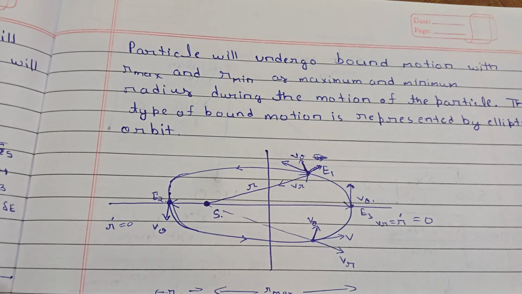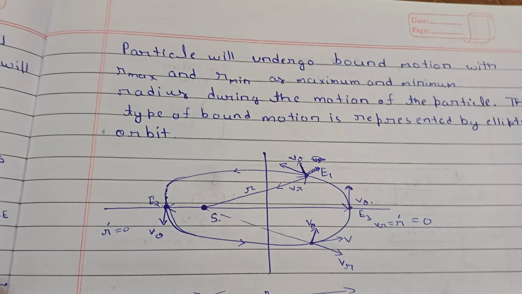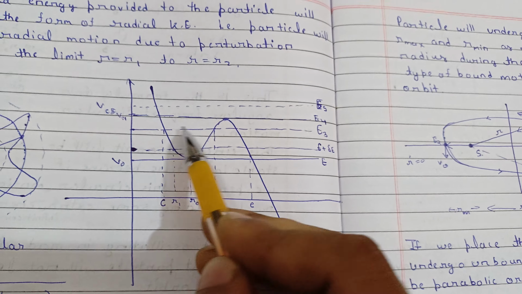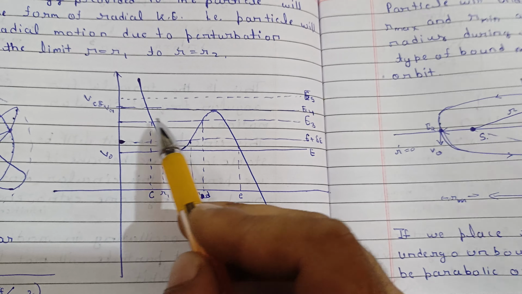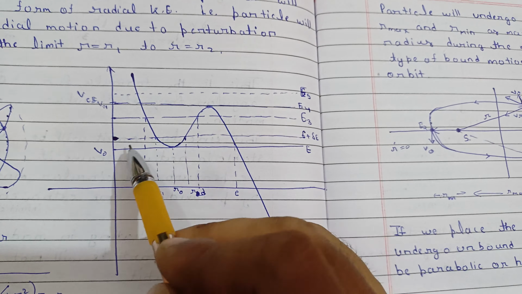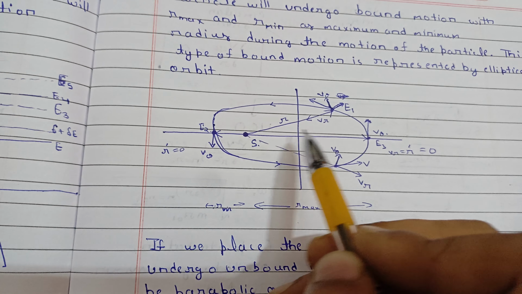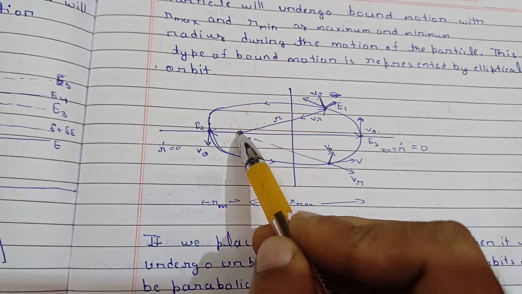So let's see. The particle will undergo bound motion with r max and r min as the maximum and minimum radius during the motion of the particle. This type of bound motion is represented by an elliptical orbit. So from here we can see when the particle is here, it will be a minimum distance turning point, and here it will be a maximum distance turning point. So when you have different distances, minimum and maximum, for the turning points, you will have this elliptical type of orbit. How? Because here you have 2 foci, and at each you will have the minimum distance and the maximum distance, and at both these points V r is 0. Because this is perpendicular, and the total velocity is also in this direction, there will be only V theta and V r will be 0. Same here, V r will be 0.